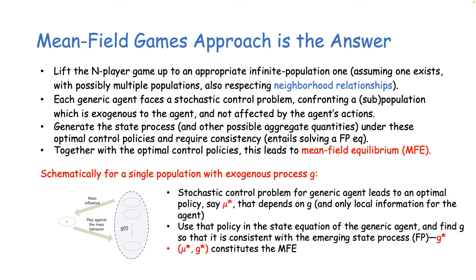So schematically, this is what is happening. Let's say that we have a single population with an exogenous process G. You solve a stochastic control problem for a generic agent, and that leads to an optimal policy mu star, which depends on G. Now you use that policy in the state equation of the generic agent and find the G so that it's consistent with the emerging state process. That leads to a mean field equilibrium, which consists of a pair: the policy and the mean field itself, mu star and G star.